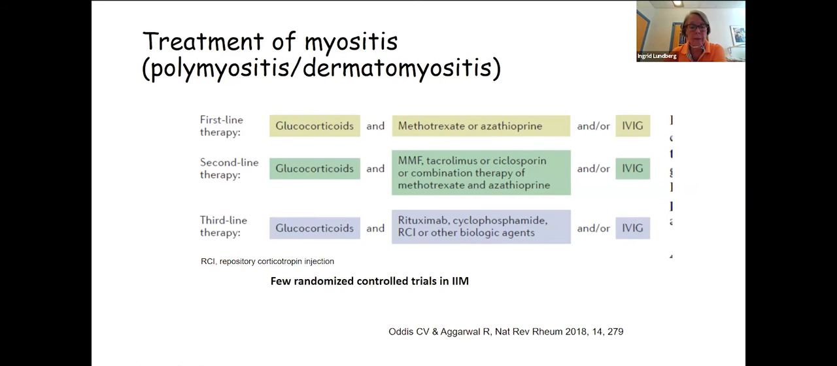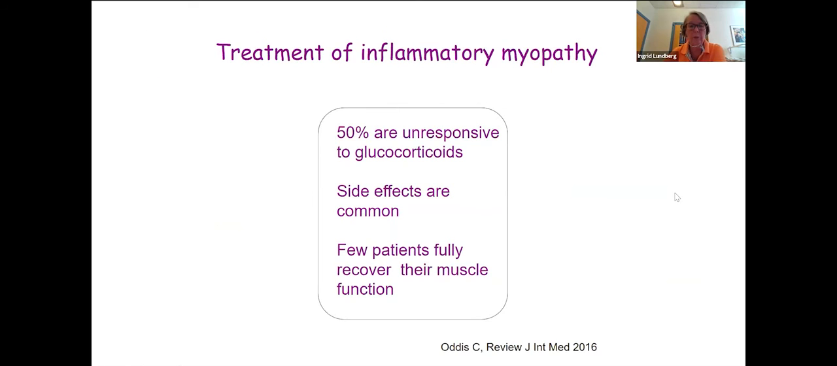But we have few randomized controlled trials to lean on. Some years back, there was a report that about 50% of the patients are unresponsive to glucocorticoids. Side effects are common. A few patients fully recover their muscle function. Hopefully we will see some better results in the future, but what this told us was that it's important to combine the glucocorticoids with another immunosuppressive agent.